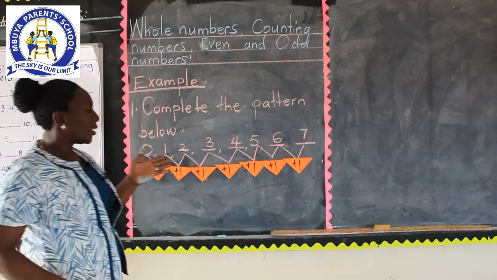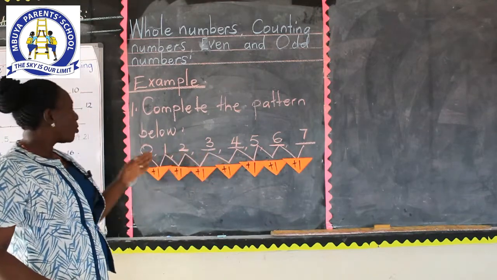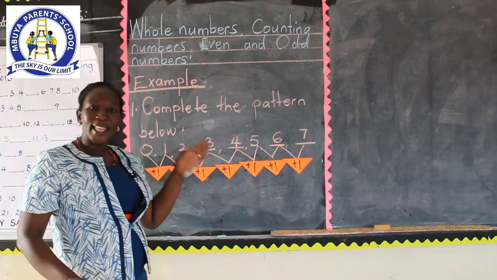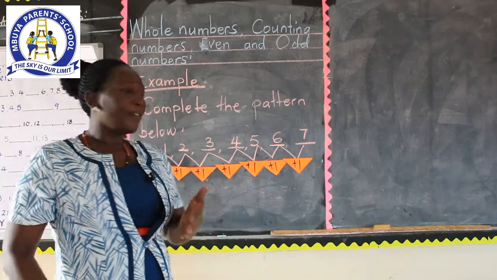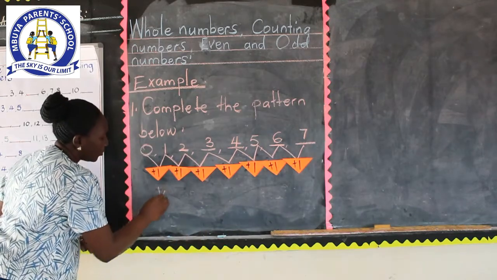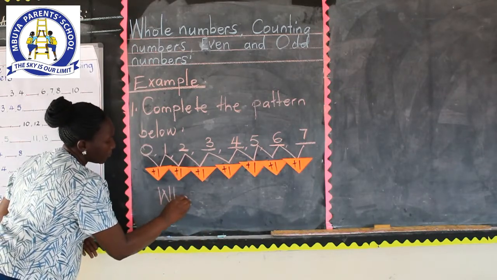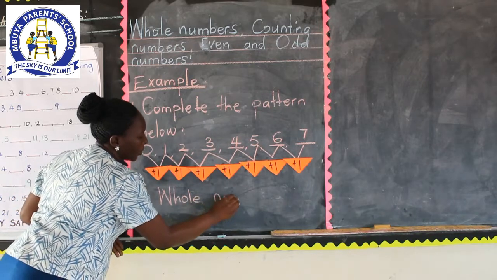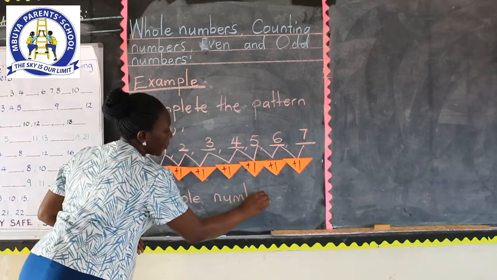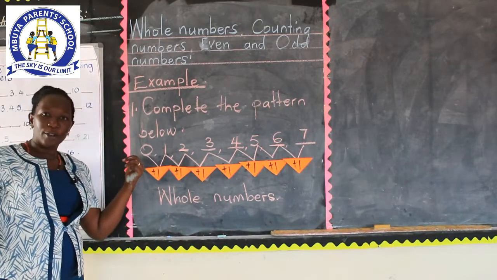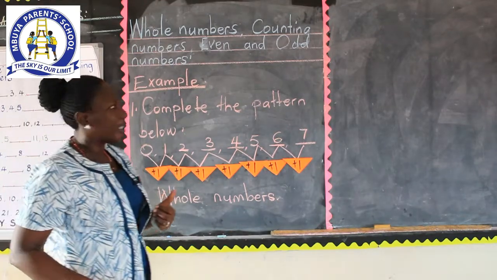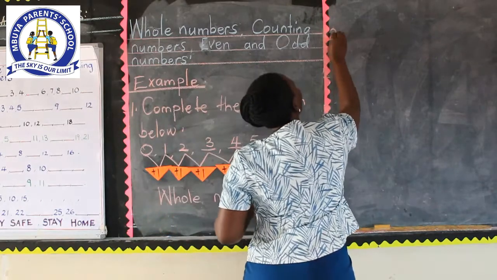When you look at our pattern, it's complete. And when you look at these numbers, these are whole numbers. You'll identify them as whole numbers. Why do we say whole? Because of the 0. Good. Let's go to example 2.